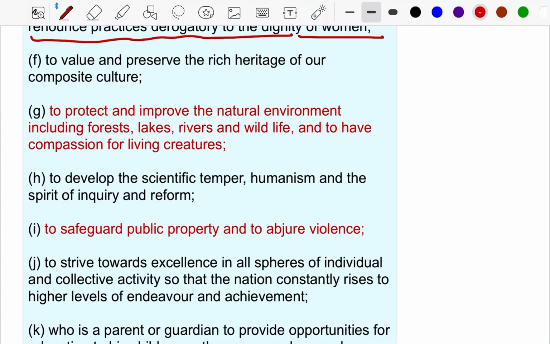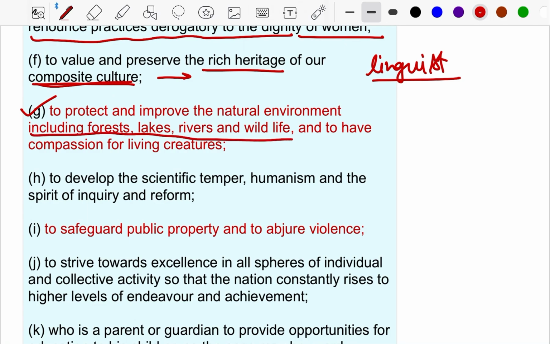To value and preserve the rich heritage of our composite culture. We have a lot of diversity, and we have the concept of unity in diversity. So we have to preserve the rich heritage, right? We have linguistic heritage, we have cultural heritage, a lot of heritage is there, so we have to preserve each, right?